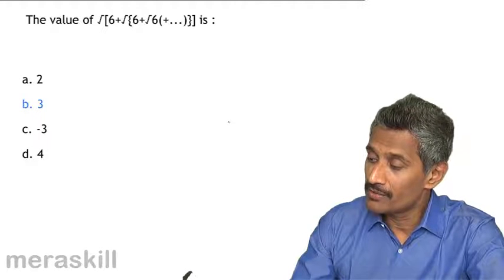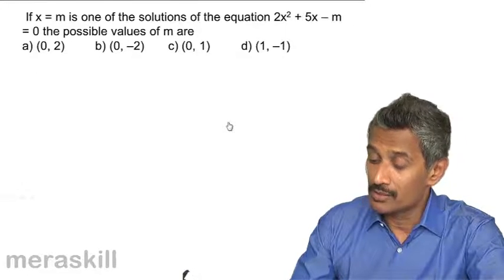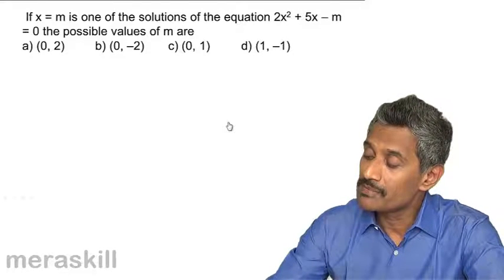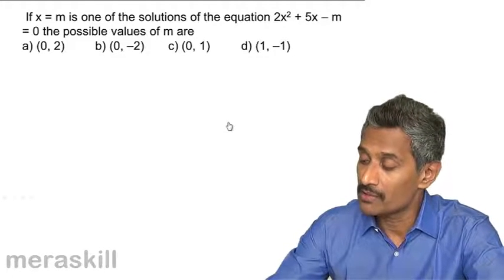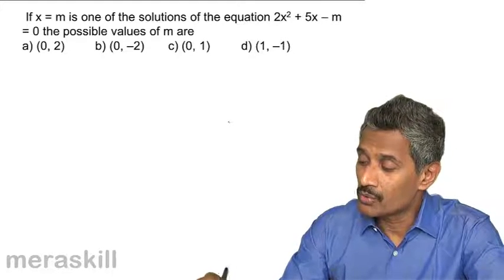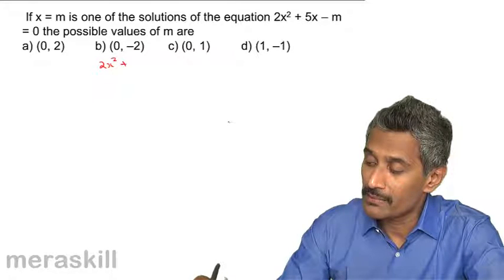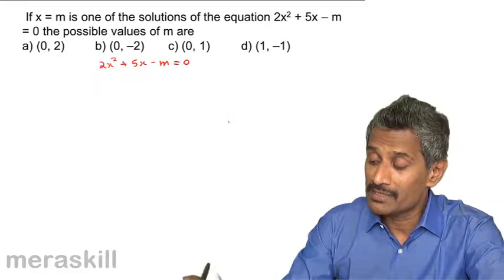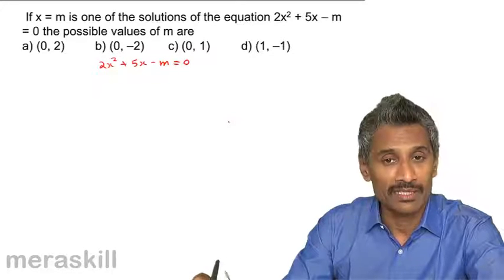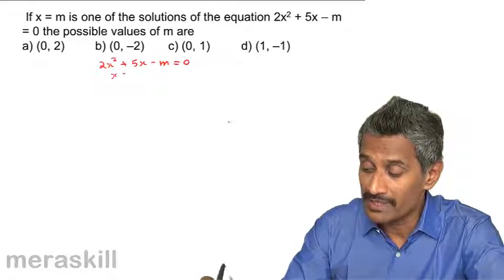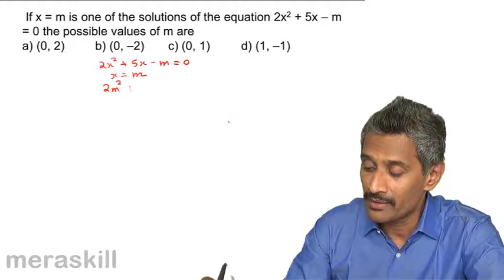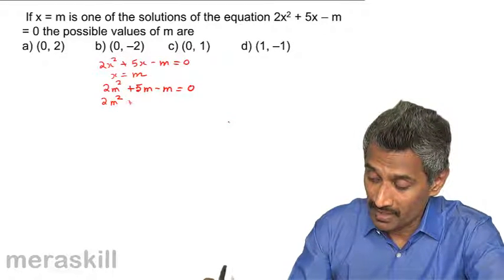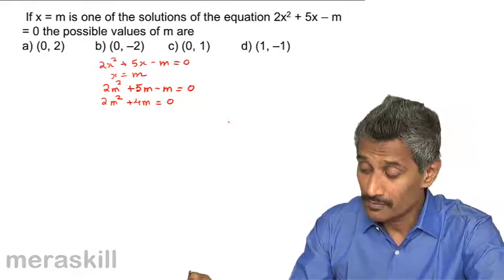Okay, from here, we move to the next one, which is: if x is equal to m is one of the solutions of the equation 2x squared plus 5x minus m is 0, the possible values of m are so and so. This is a very simple one. Now, it is told that m is one of the solutions, which means that when we substitute x equal to m in the equation, the equation is valid. So, we can put x is equal to m. So, you get 2m squared plus 5m minus m is 0. This simplifies to 2m squared plus 4m is equal to 0.